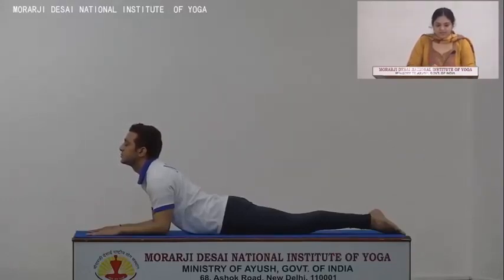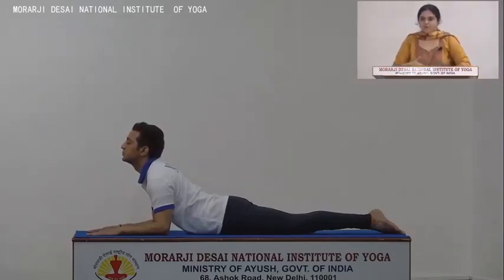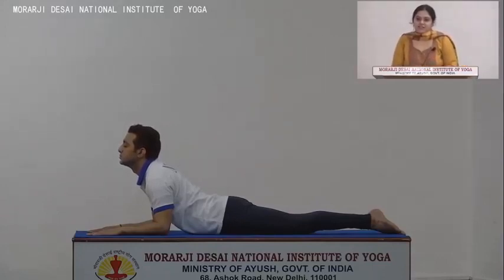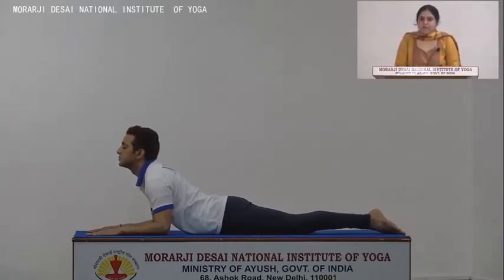Just check the neck is long and the chin is lifted. The elbows are under the shoulder. The forearms on the floor. Abdomen is stretching, and the spinal extensors are getting engaged. It's an excellent posture for those suffering from backache. Maintain the posture with normal breathing. Avoid hyperextension of the neck.